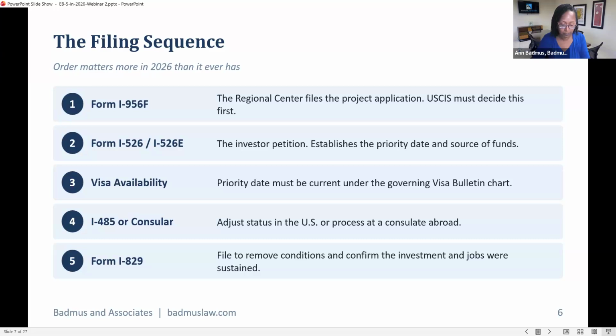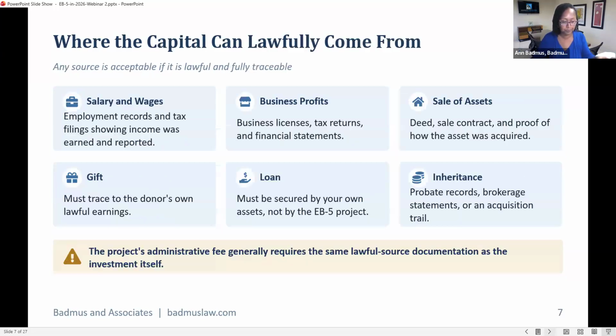If you are proving that at the I-829 stage, once that's approved, then you actually get your final permanent residence. So again, if you're going through a regional center in 2026, a lot of times people assume that their own filing date drives their timeline. But if you're using a regional center, it's very important to know or confirm that the I-956F has been filed by the regional center before you proceed with your application.